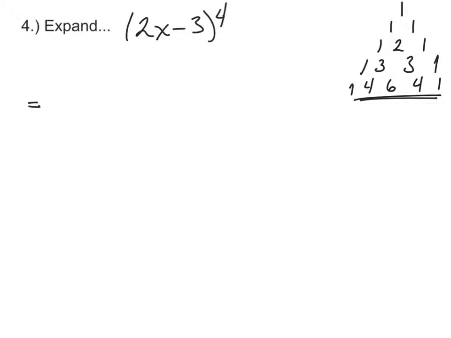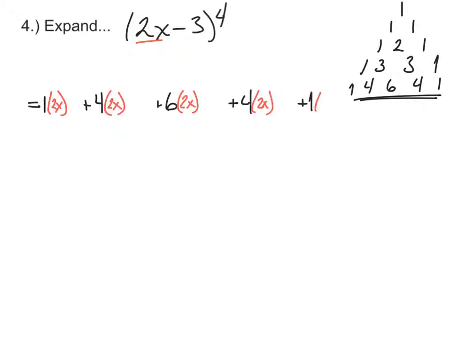First step is just list out all those coefficients: 1 plus 4 plus 6 plus 4 plus 1. Now go through with the x's, and it's not just x this time, but it's 2x. So every one of these terms is going to have a 2x in it. And we're going to start with the power, the 4, and work our way down. So the next term will be the third power, second power, first power, and 0 power.